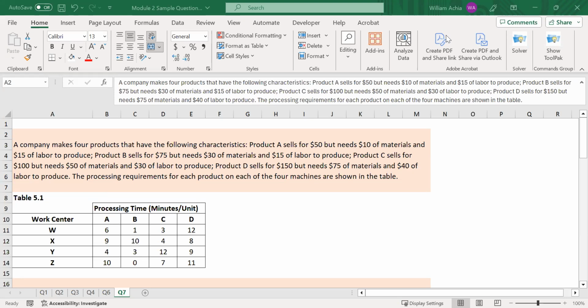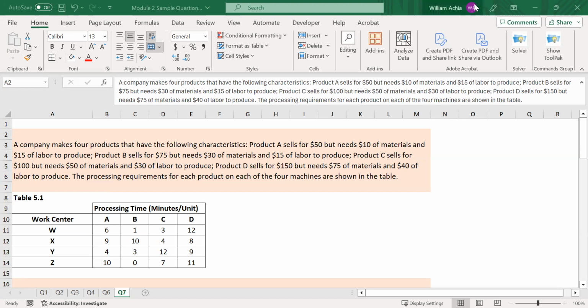Product A sells for $50 but needs $10 of materials and $15 of labor to produce. Product B sells for $75 but needs $30 of material, $15 of labor to produce. Product C sells for $100 and needs $50 of material, $30 of labor to produce. And then finally, product D sells for $150 but needs $75 of material and $40 of labor to produce. The processing requirements for each product, each of the 4 machines is shown in the table below.